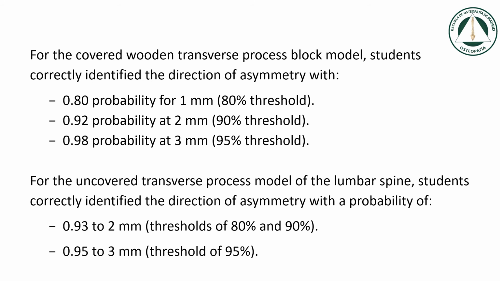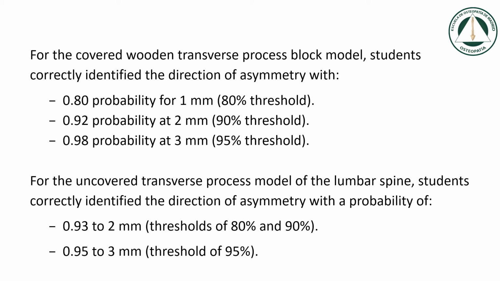For the covered wooden transverse process block model, students correctly identified the direction of asymmetry with 0.80 probability for 1 mm, 80% threshold, 0.92 probability at 2 mm, 90% threshold, 0.98 probability at 3 mm, 95%.